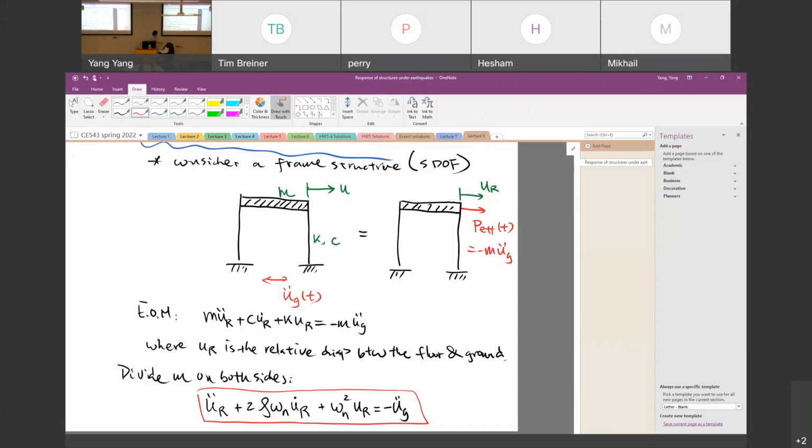And then typically, to solve this problem, we can use either the convolution integral or the numerical integration, depending on the type of acceleration. So any questions up to here?